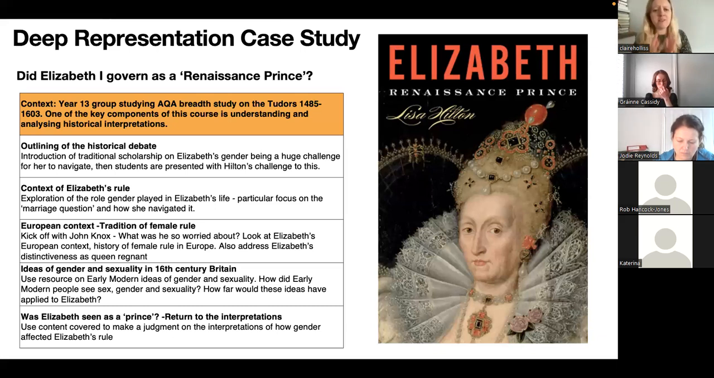So we're going to put this at the heart, and we're going to start off by setting up a debate between Hilton and two other historians who had appeared on a previous exam paper over how gender affects Elizabeth's rule. That was the first key aspect. Then in the next part of the lesson, we were going to teach the content that had to be taught, that was on the spec. So about the marriage question, and how that relates to Elizabeth's relationships with her Privy Council and her parliaments.